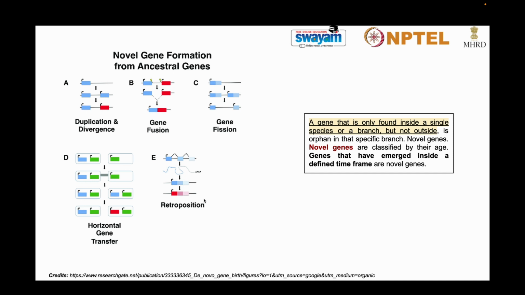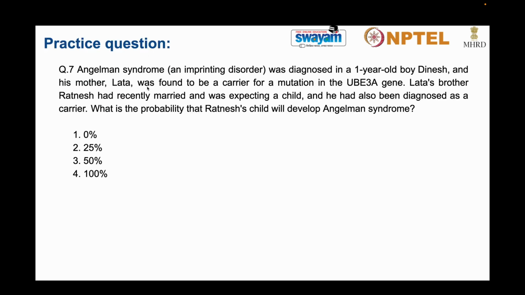Okay, now let's move further with another question. This question says Angelman syndrome, an imprinting disorder, was diagnosed in a 1-year-old boy Dinesh, and his mother Lata was found to be the carrier for the mutation in the UBE3A gene. Lata's brother Ratnesh had recently married and was expecting a child, and he had also been diagnosed as a carrier. What is the probability that Ratnesh's child will develop Angelman syndrome? These are the four options that are given.